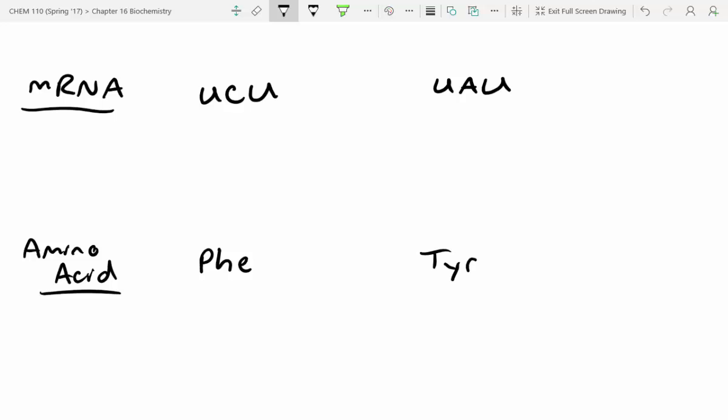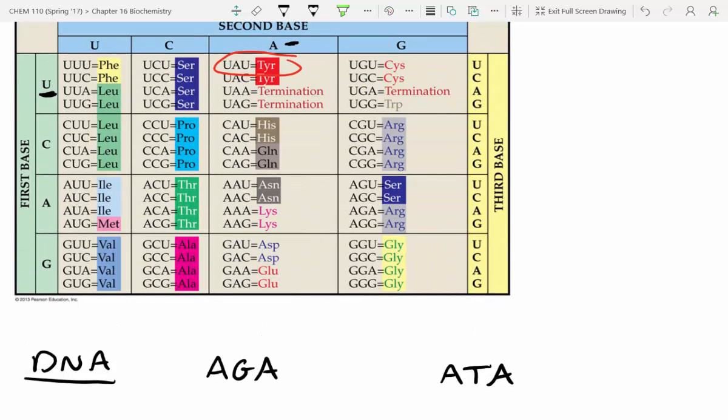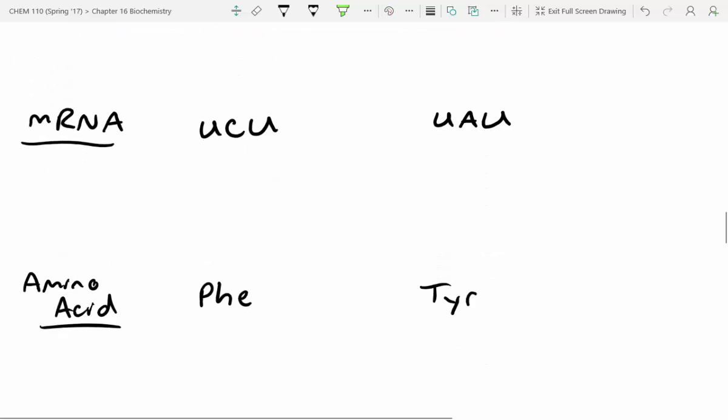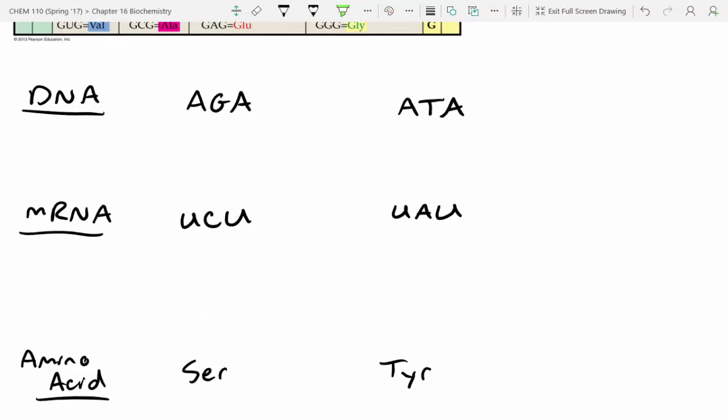Yep. The last one you had was a UCU, but that doesn't go to the chart. It's not PHE. Oh my goodness. Holy cow. UCU should be serine. Thank you for doing that. I was going way too fast. I would have missed points on my exam. All right, so yeah, make sure you go through and double check that.